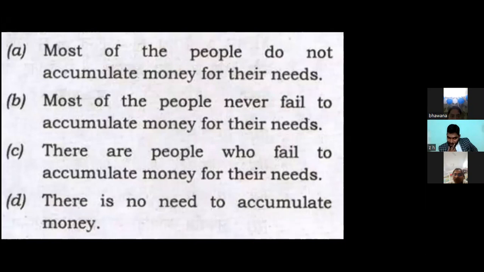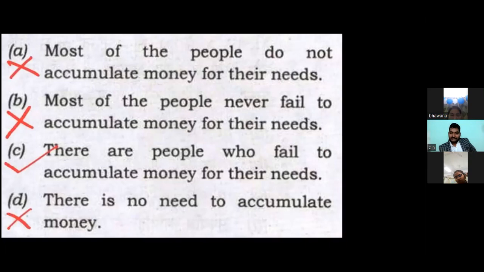Okay, okay. So even Bhavya is saying option C has to be the correct answer. Now, even Bhavya hasn't seen the question, and using her common sense, her general understanding of things, she's saying option C has to be correct. Now let's see what's the correct answer. Definitely option C is correct. There are people who fail to accumulate money for their needs, just like me. Options A, B, and D are incorrect.